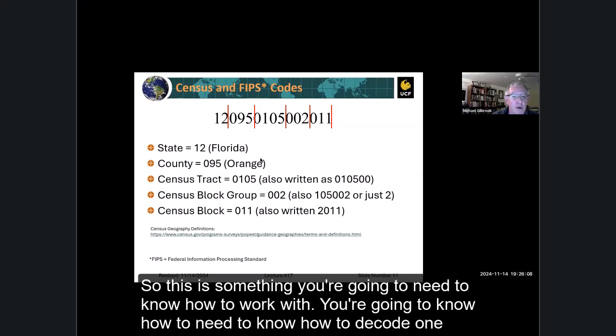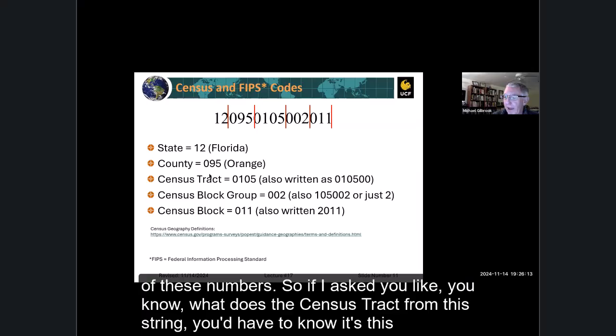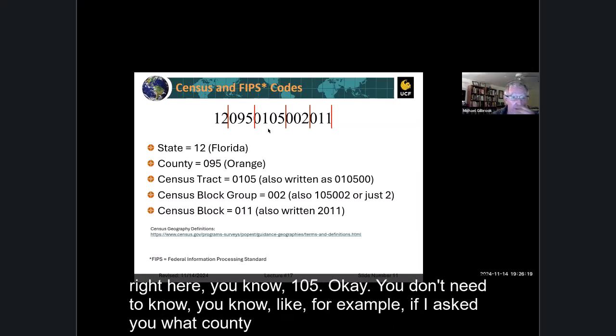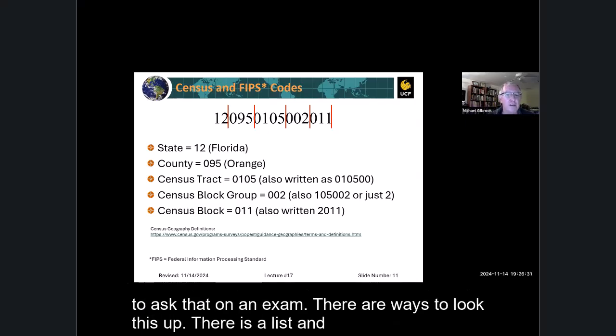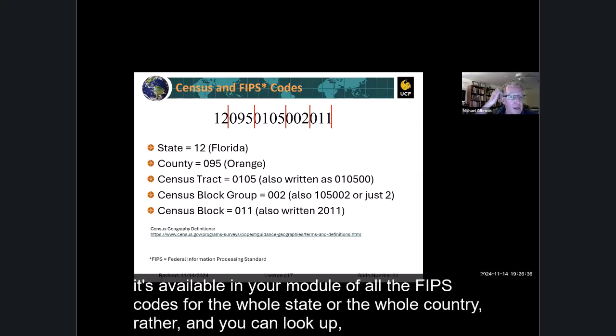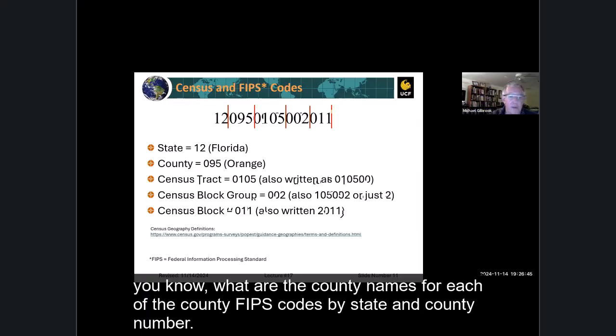So this is something you're going to need to know how to work with. You're going to need to know how to decode one of these numbers. So if I asked you what the census tract is from this string, you'd have to know it's this right here, 105. You don't need to know, for example, if I asked you what county it was, you'd need to know it was county number 95. I don't want you to give me the name, just the number, if you were asked that on an exam. There are ways to look this up. There is a list, available in your module, of all the FIPS codes for the whole country, and you can look up the county names for each of the county FIPS codes by state and county number.